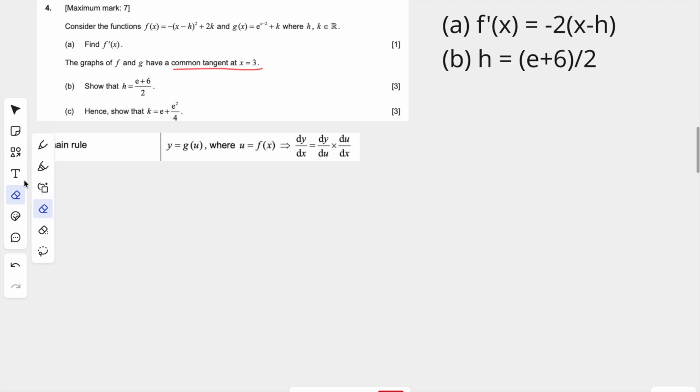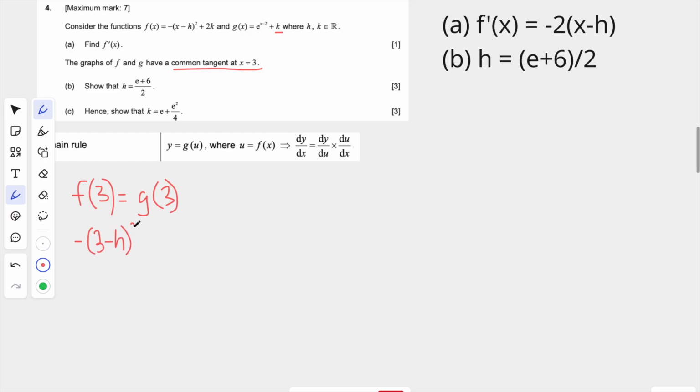Now that we know what the value of h is, we can use the original functions to solve for k, as there is a common tangent at x equals 3, which implies there is an intersection between the two functions at x equals 3. So, we can set f of 3 equal to g of 3, and solving through this should yield the exact value of k.